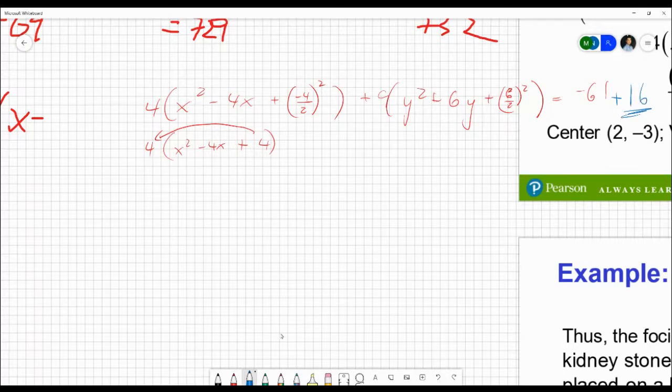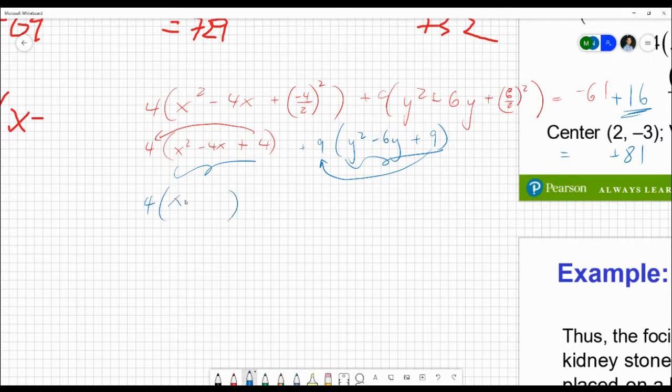I'm going to do the same thing for this one. So let me simplify that. Plus 9, y squared minus 6y. 6 divided by 2 is 3. 3 squared is 9. I'm going to multiply with this 9 outside. That's going to give me 81. So I'm going to add 81 to the right-hand side as well. All right, so let's simplify everything here and rewrite this as a perfect square.